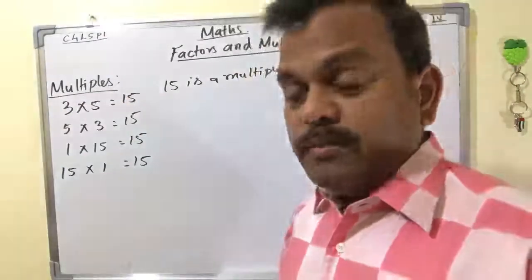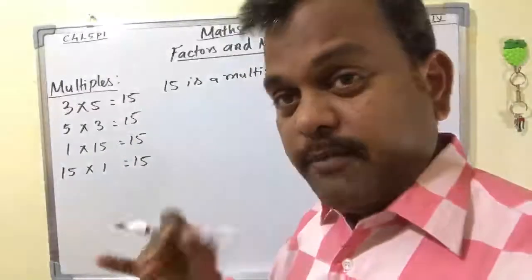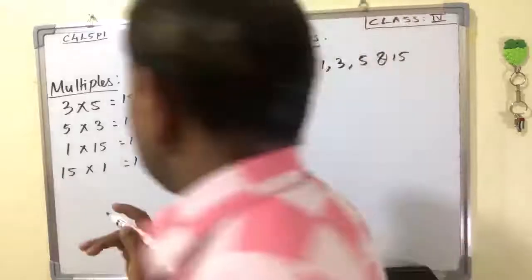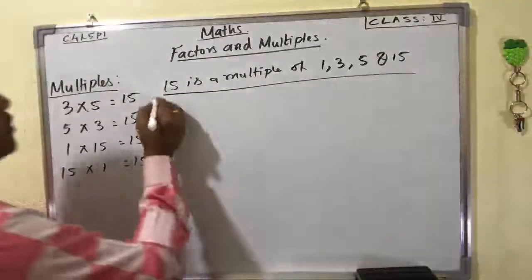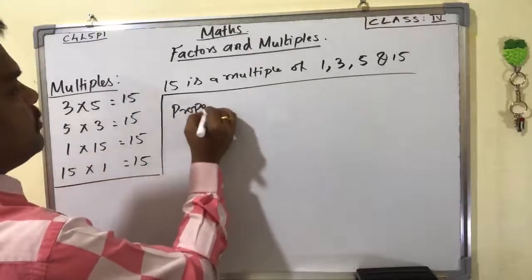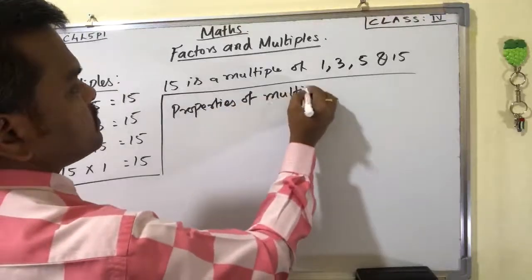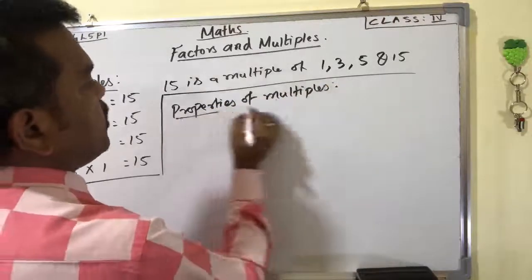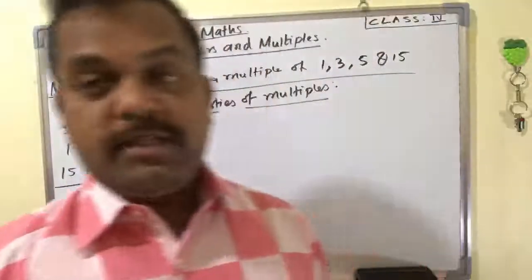This is one simple example. Some properties I am going to explain, and after that you will understand everything. Properties of multiples. First one, every number is a multiple of itself.